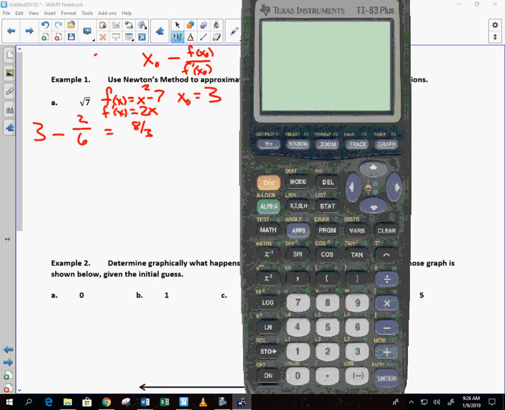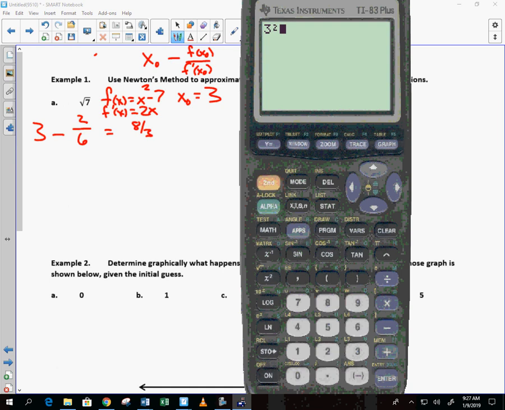So watch what happens, folks. We take 3 and we square it. Is that close to 7? Not really. But try 8/3, 8 divided by 3, and square that. Is that closer to 7? It's a heck of a lot closer to 7. That's 2 guesses. We're going to find a total of 4.